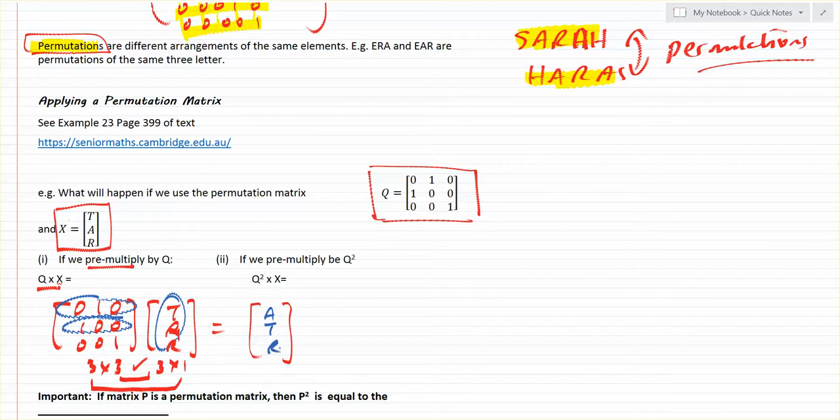Okay, so as we can see, when I multiply this by the permutation matrix Q, the letters rearrange themselves.